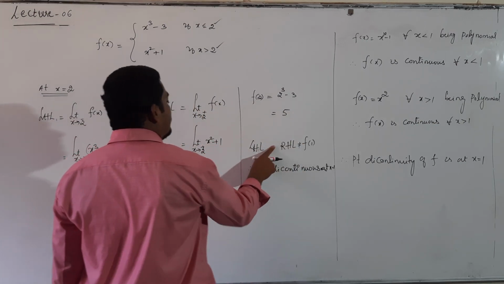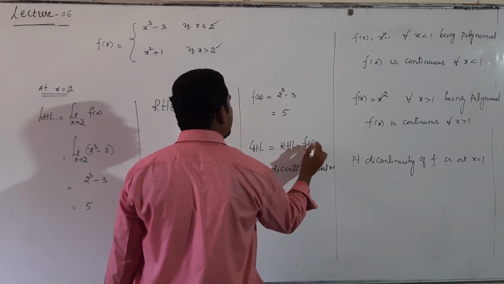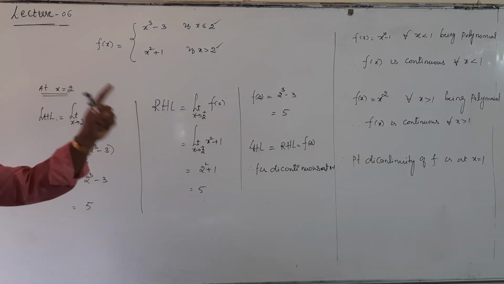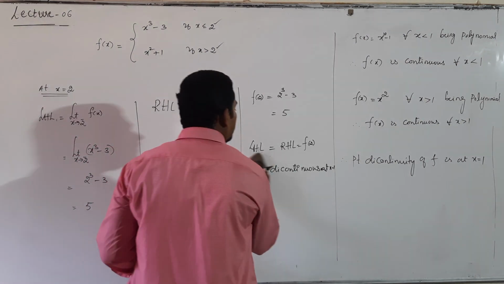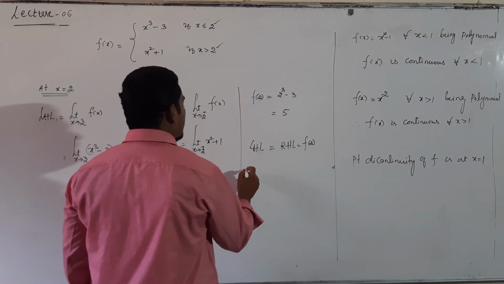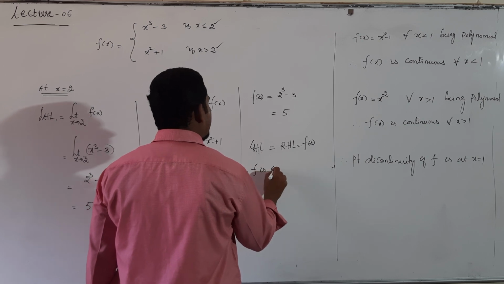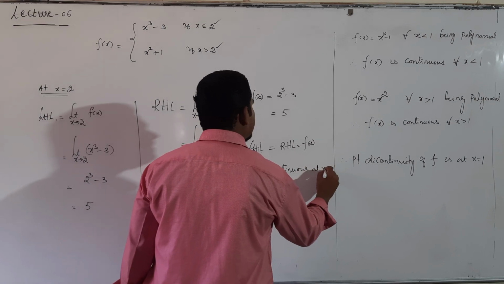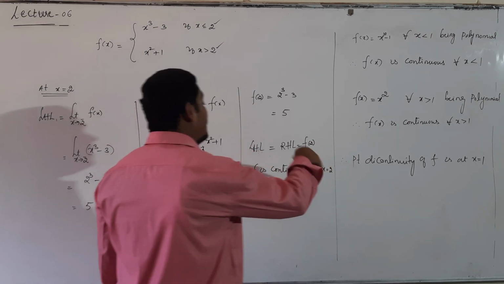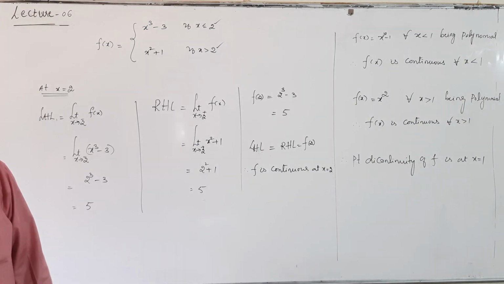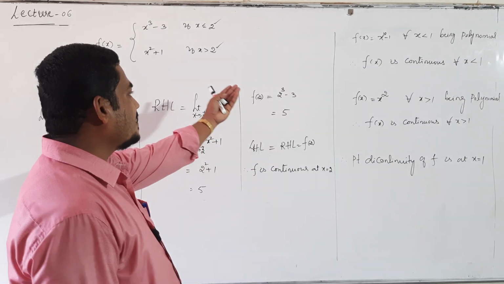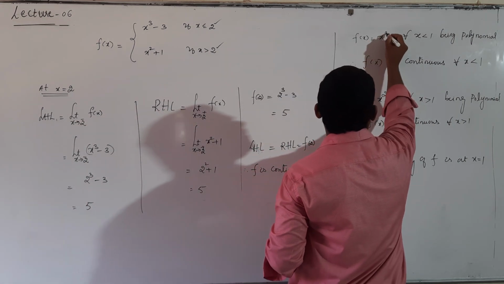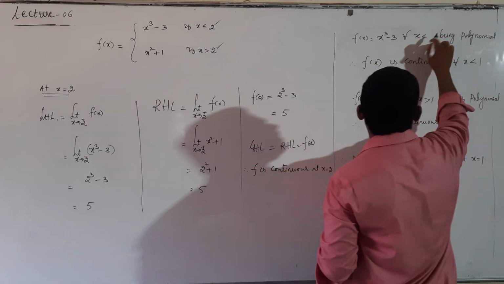Left hand limit is equal to right hand limit equal to functional value at 2, means function is continuous at x equal to 2. Therefore, f is continuous at x equal to 2. Then what about all other points excluding 2? Simply write the sentence: f of x equal to x cube minus 3 when x value less than 2.